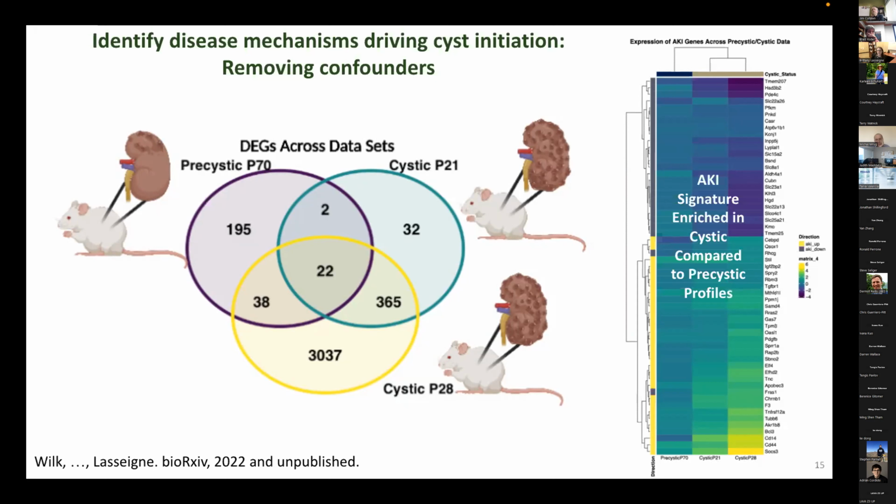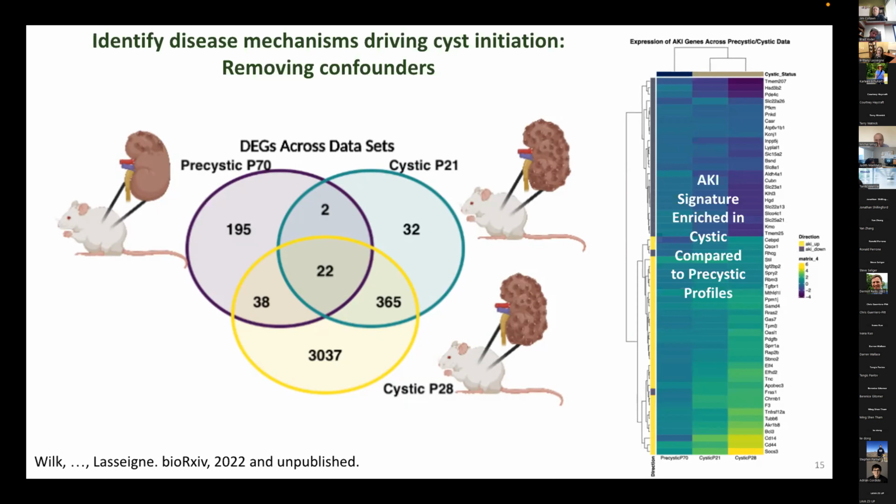What we found was that there was in fact more of this AKI phenotype in the cystic compared to the pre-cystic. And so what we decided to do for the rest of our study was really to focus on the pre-cystic transcriptomic signature as our primary signature for drug target and repurposing discovery.